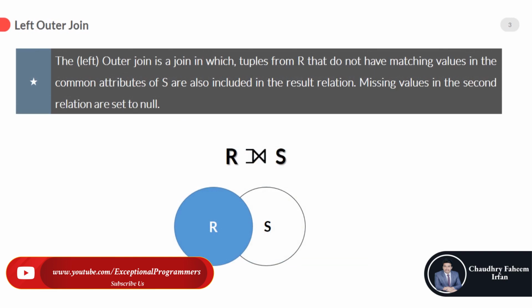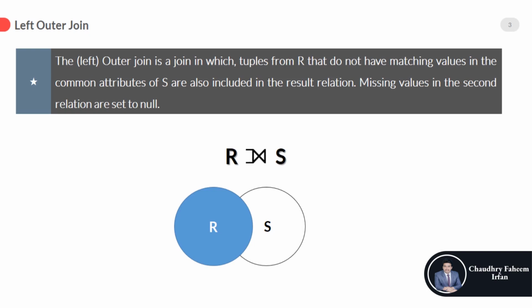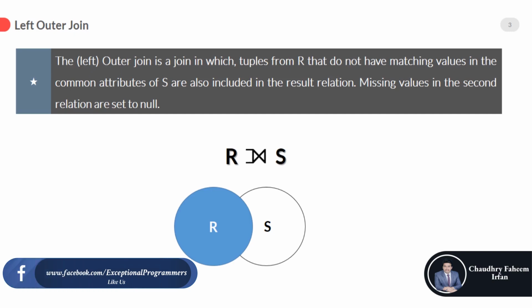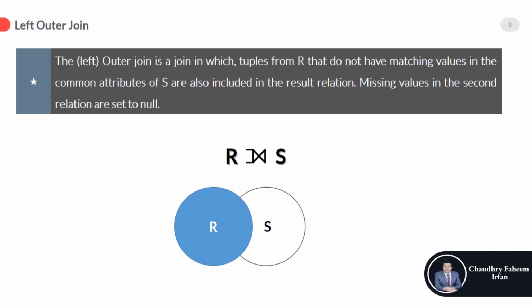The definition of left outer join is: a join in which tuples from R, which is the left side table or relation, that do not have matching values in the common attributes of S, which is the right relation, right side table, are also included in the result relation. Missing values in the second relation are set to null.